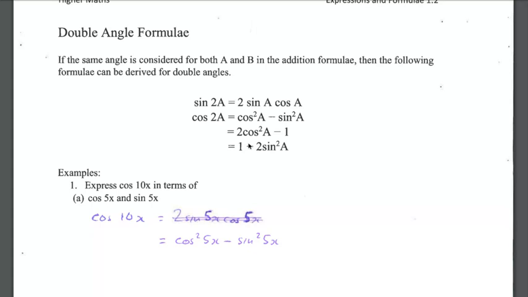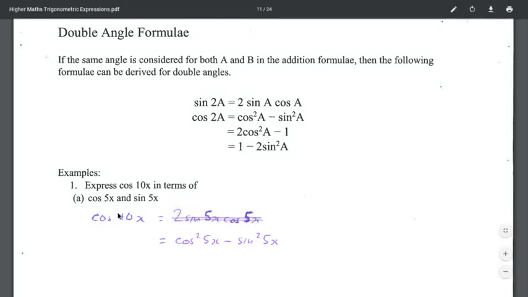So I'm not using the bottom one or the middle one. I'm using the first one of the 3. So cos of 10x will be cos squared 5x minus sine squared 5x. And that occurs when a is 5x and when 2a is 2 lots of 5x, which is 10x. Again, it's the double angle formula. So if I was doing the cosine of 1000x, that would be cos squared 500x minus sine squared 500x.